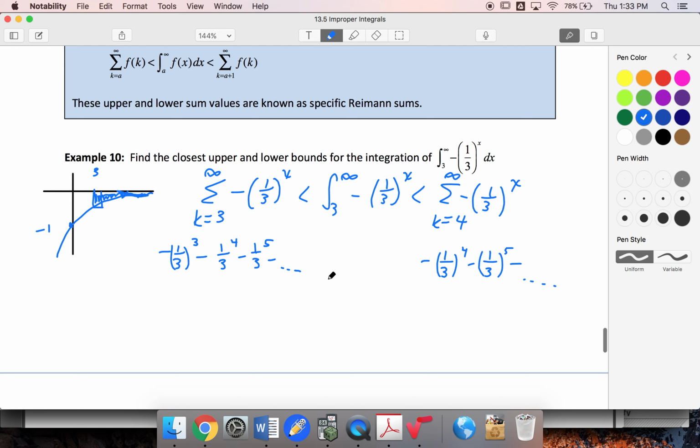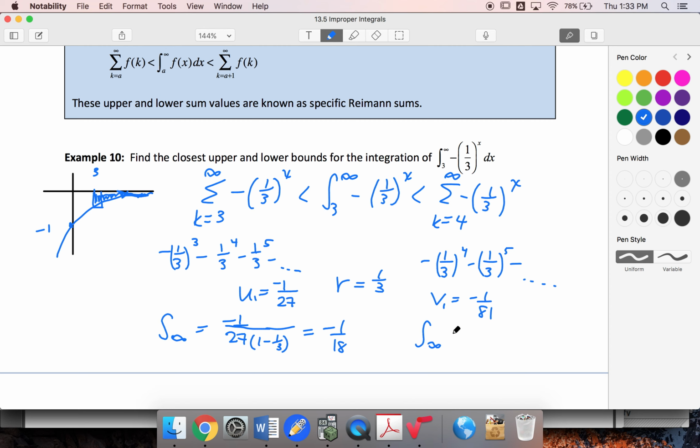Well, both of these are geometric sequences. Both have an r value of 1/3. This one has an initial term of -1/27. This one has an initial term, and we'll call that one v1, of -1/81. My sum to infinity is first term divided by 1 minus r. So that's going to be 2/3, which is going to give me -1/18.